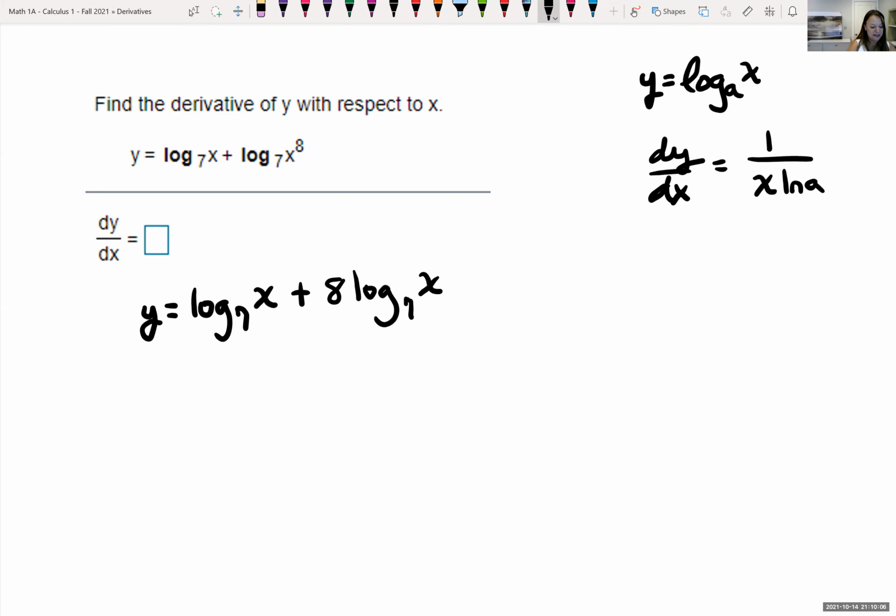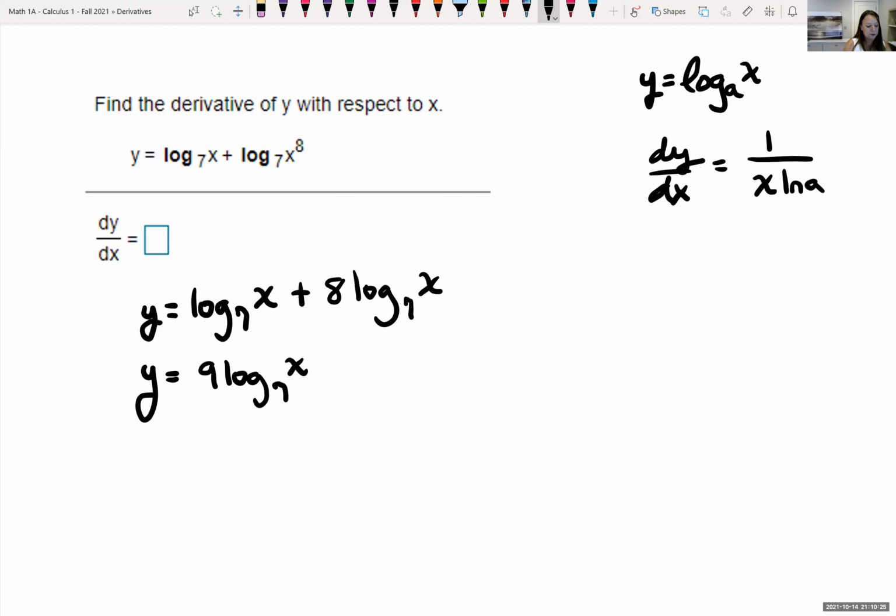Actually, this even makes it easier. Notice that we have 1 log base 7 of x plus 8 log base 7 of x. So we can combine those. Those are like terms. This is the same thing as 9 log base 7 of x.